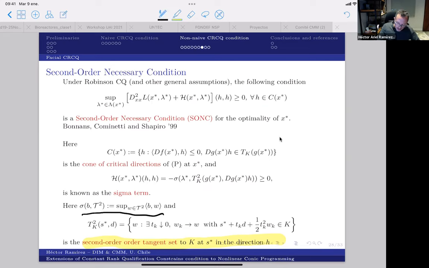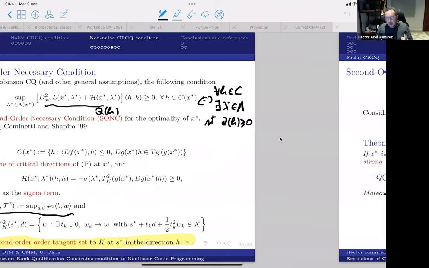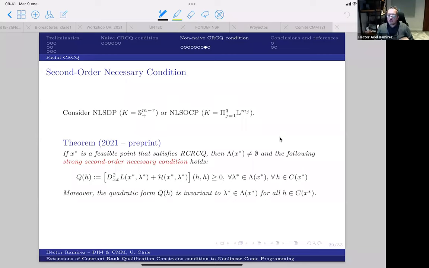We know that this condition, even for nonlinear programming, you cannot do better under Robinson or under Fromovitz and Mangasarian. You have here a quantifier: if you call this Q of H, this condition is equivalent to saying that for all critical H, there exists a multiplier such that Q of H is non-negative, right? And we know that there are counterexamples. You cannot do better if you assume only Robinson. However, for nonlinear programming you can do better if you assume constant rank, and we have obtained the same for conic programming.